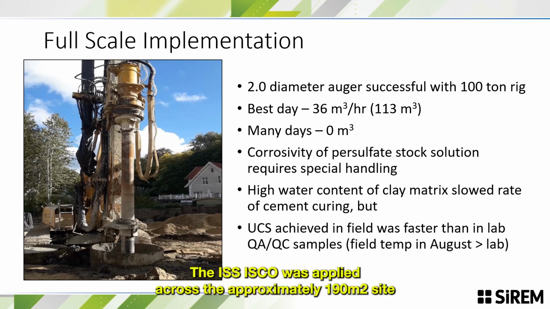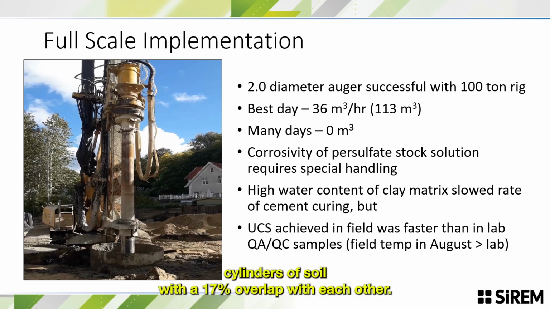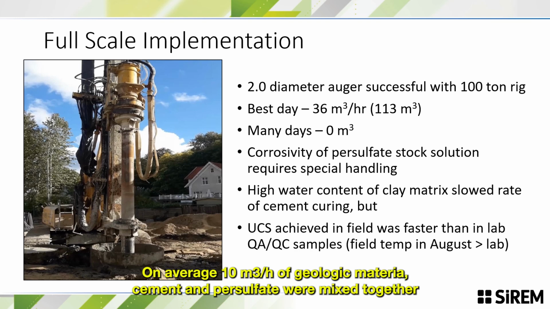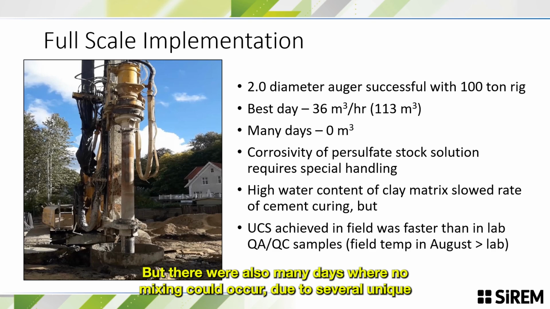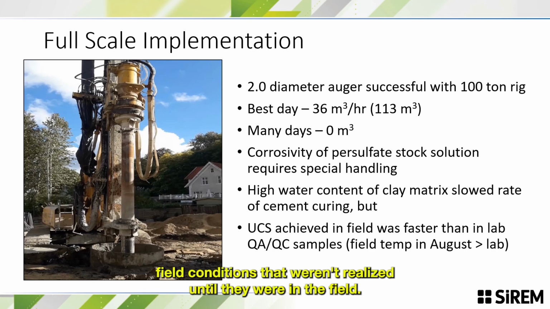The ISS and ISCO was applied across the approximately 190 meter squared site using a 2-meter diameter auger, mixing 75 cylinders of soil with a 17% overlap with each other. On average, 10 meters cubed per hour of geologic material, cement, and persulfate were mixed together on any given day, with the best days achieving a mixing rate of 36 meters cubed per hour. But there were also many days where no mixing could occur due to several unique field conditions that weren't realized until they were in the field.